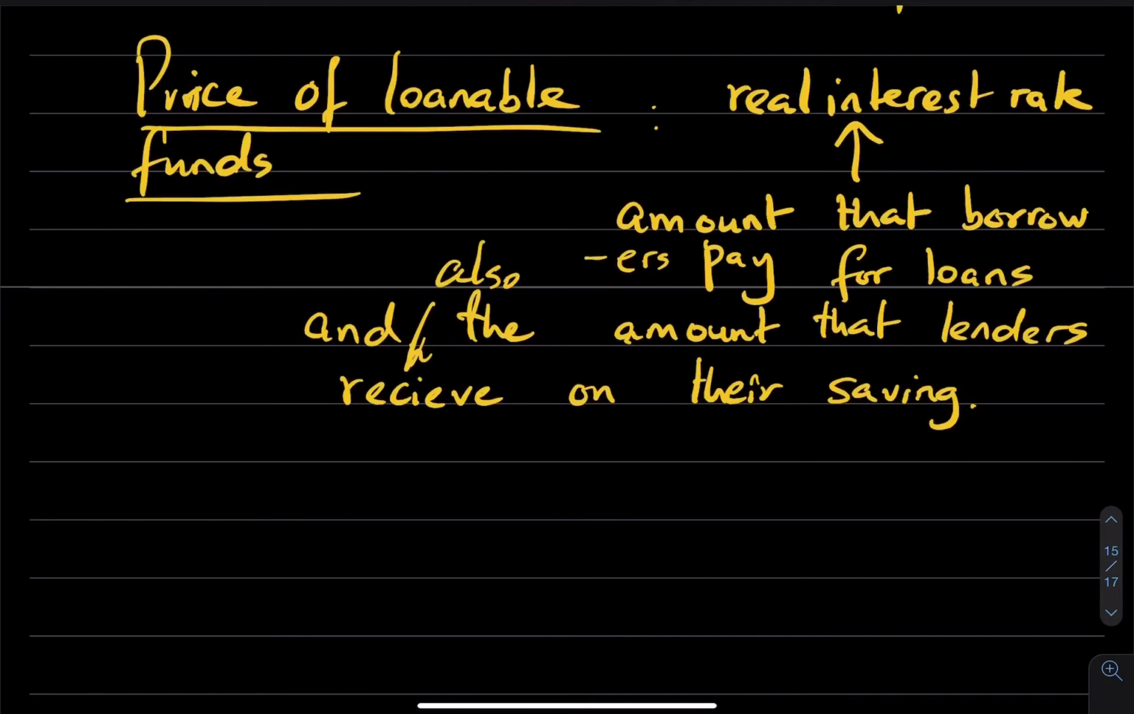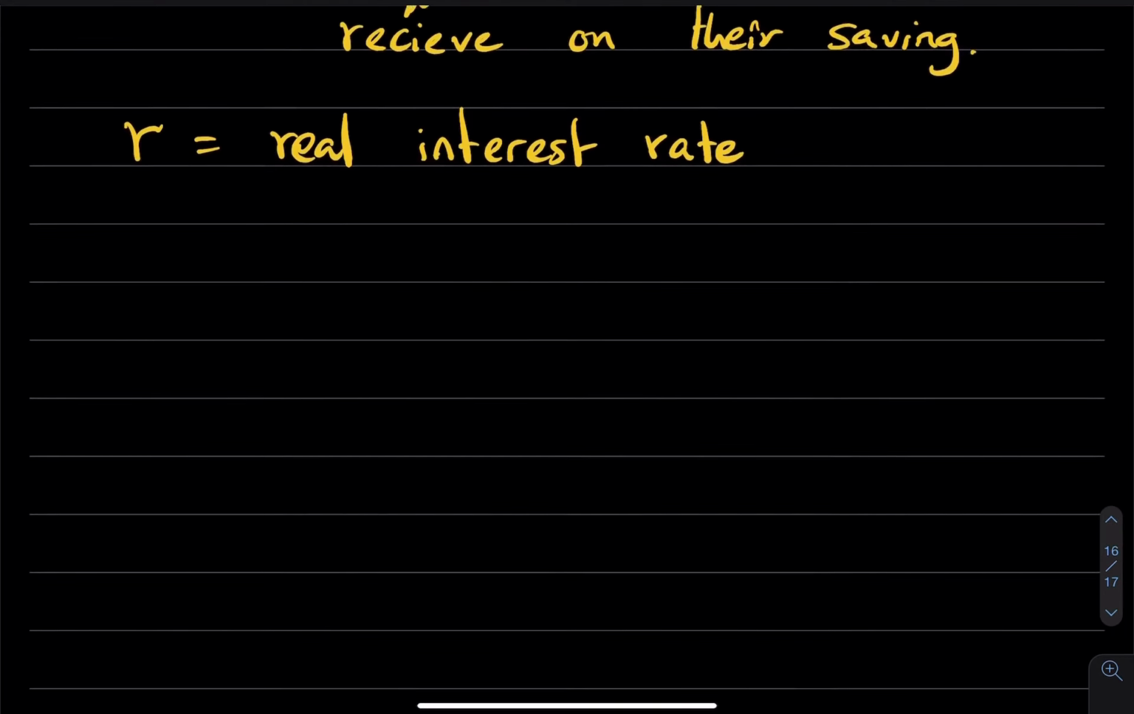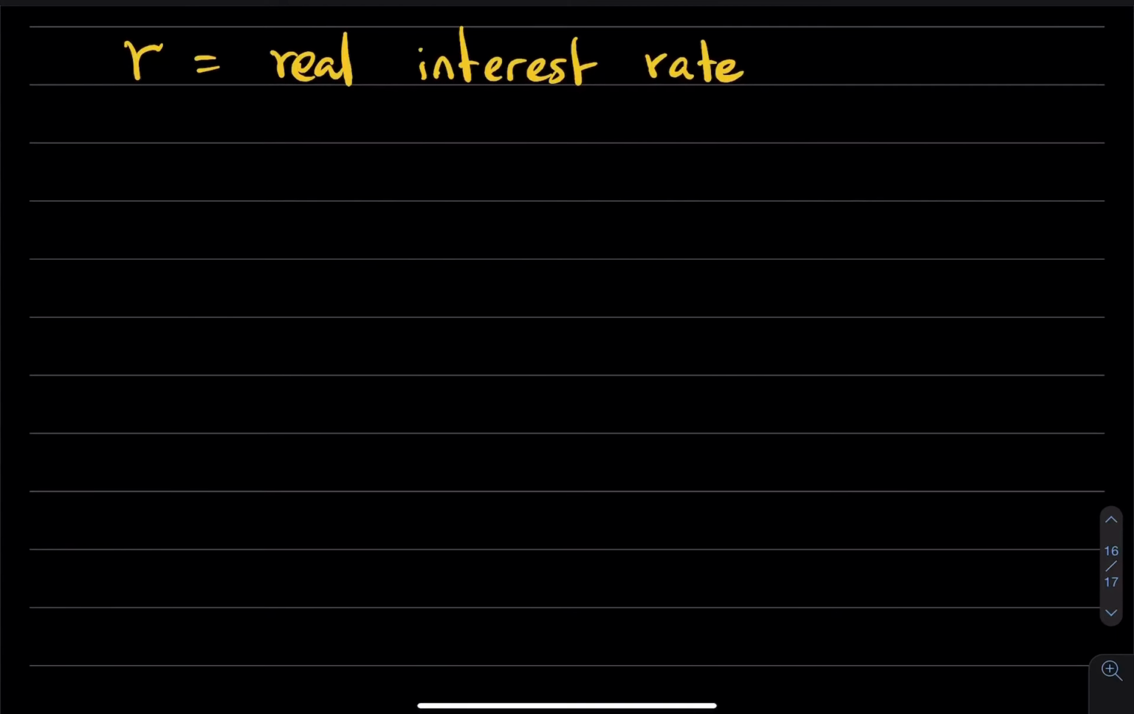Now let's think about how our interest rate R, this is a real interest rate, how does that cause saving and investment to fluctuate? What's the relationship between the real interest rate and saving and investment?